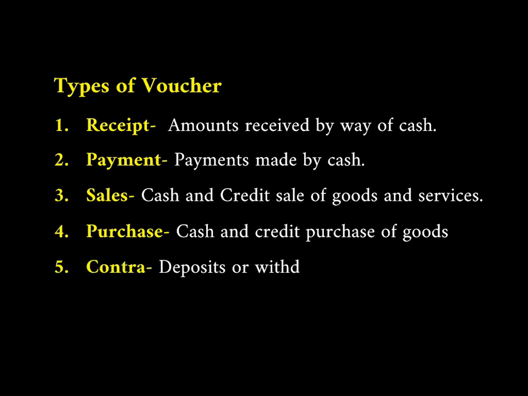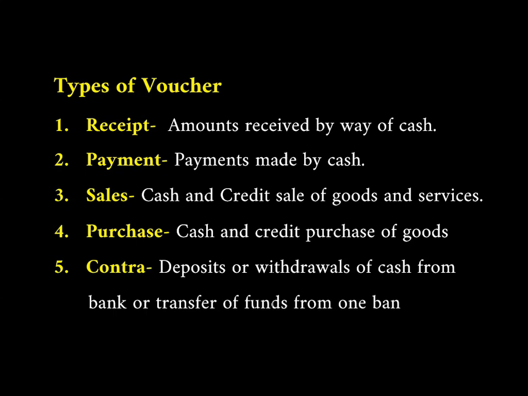Next, contra voucher. As you know, when we deposit some money into the bank, or withdraw some money from the bank, or sometimes transfer money from one bank to another bank, that time we can make a contra voucher. Here the journal entry will be bank to cash, cash to bank, or bank to bank. When you deposit money into the bank account, debit to cash. When you withdraw money from the bank, cash account debit to bank. And when you transfer money from one bank to another bank, that time you are going to make a journal entry bank to bank. Okay, so this time only you are going to make a contra voucher.